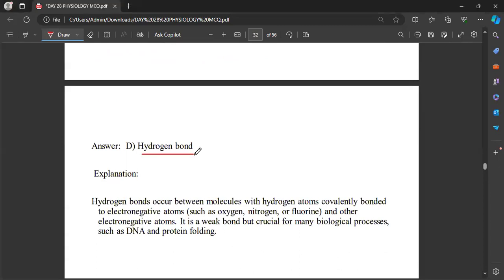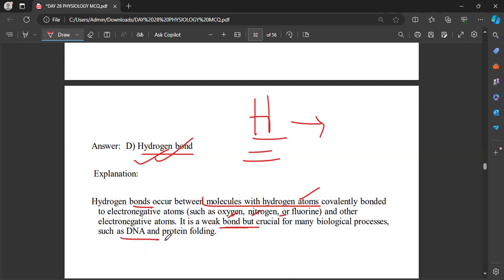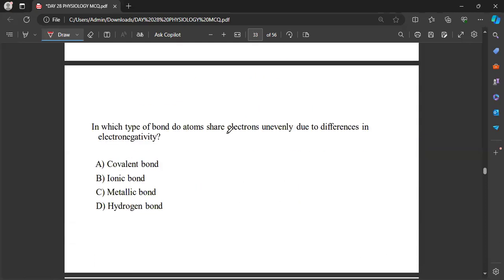Okay, see, hydrogen bond. As I said, I have explained this point. This hydrogen bond occurs between molecules with hydrogen atoms. Definitely, if there is an involvement of hydrogen atoms, there will be the involvement of this particular bond also. This hydrogen bond will be formed between the hydrogen atom and electronegative atoms like oxygen, nitrogen, and fluorine. So it is a weak bond, but crucial for many biological processes such as DNA structure and protein folding. You should know that. Now, in which type of bond do atoms share electrons unevenly due to differences in electronegativity?